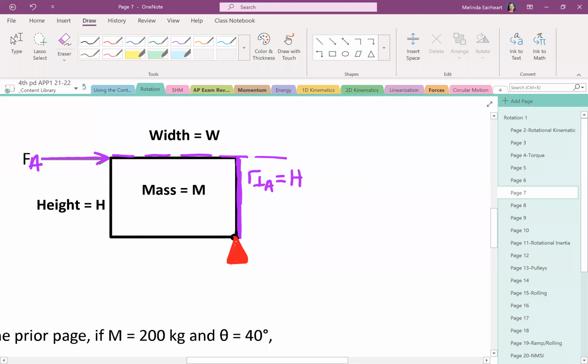By the way, do you always have to push something at the very, very top? Could we have pushed halfway up? Could we have pushed 3/4 up? Sure. What other forces are acting on this object?